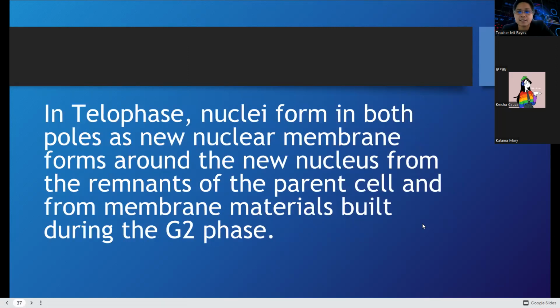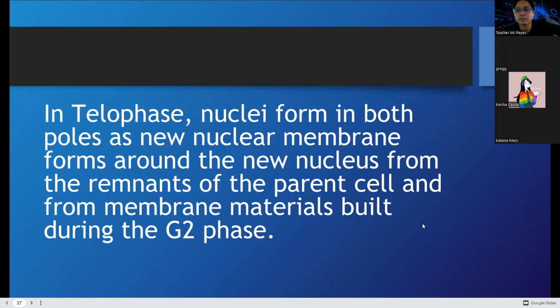In telophase, this is the last phase of cell division. Nuclei form at both poles as a new nuclear membrane forms around the nucleus from the remnants of the parent cell and the membrane materials built during the G2 phase. Remember the G2 phase? In G2, we are actually preparing the cell for possible cell division and the materials to use in it. Now we are using the membrane materials that were built in the G2 phase, because we are now separating the cell.